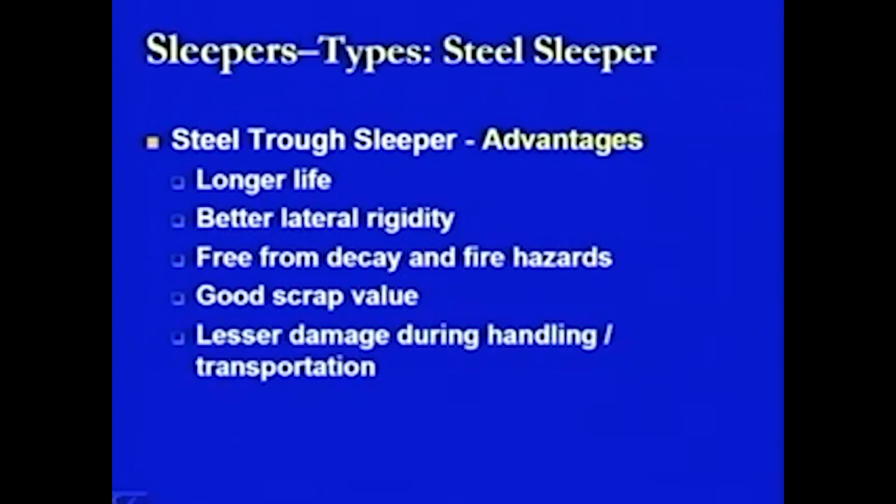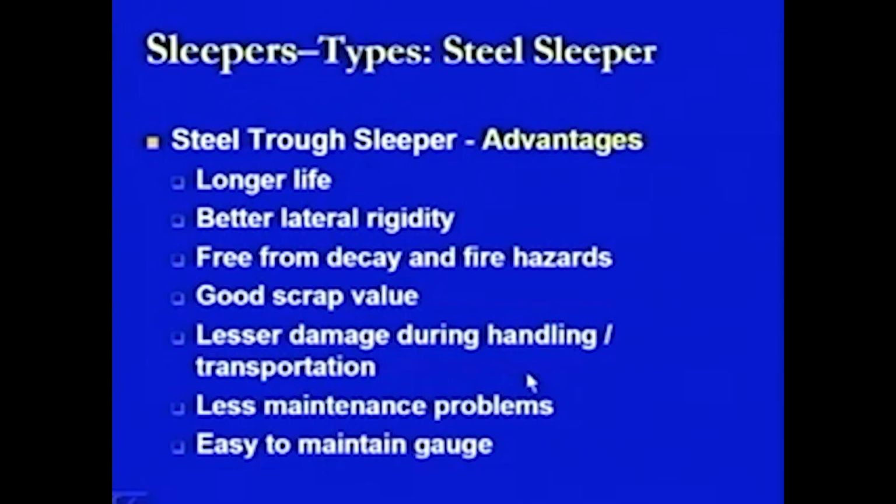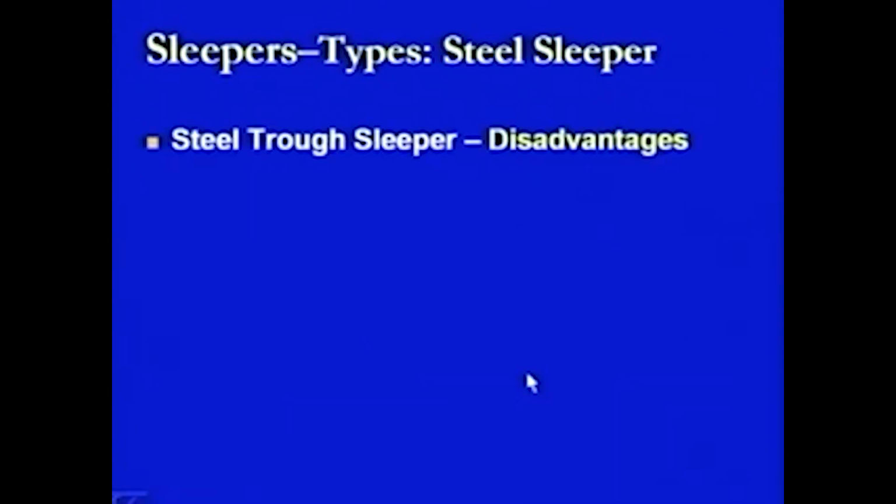There are lesser damages during handling and transportation. This is again a metal characteristic, as compared to the wooden sleepers, as we have seen previously, where the chances of damage are much more as compared to this one. And based on all these things, there is less maintenance problem in the case of steel sleepers. They are also easy to maintain gauge, but there are some disadvantages too. We will look at these disadvantages.